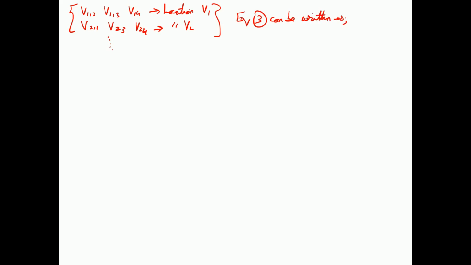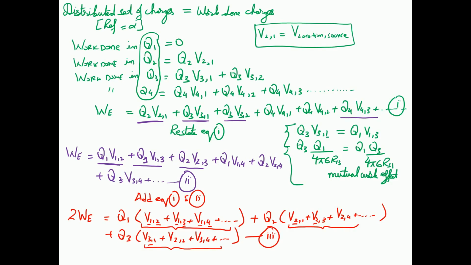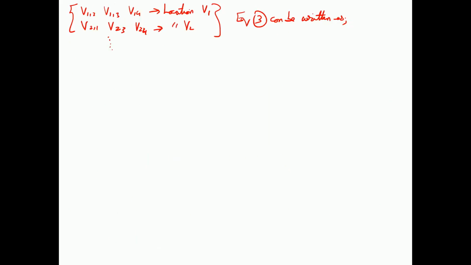so what is equation 3? 2We is the sum of charges. So I can write it as We, taking the 2 to the other side at the denominator, and it is going to be Q1 multiplied with the potential at location 1, plus Q2 multiplied with the potential at location 2, plus Q3 multiplied with the potential at location 3, and it can go on for n charges.